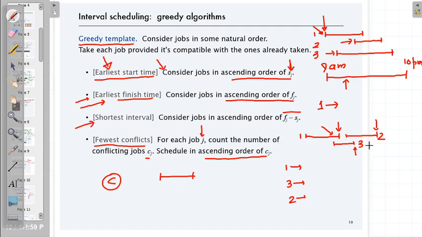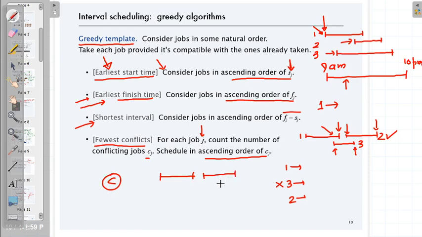And then I am selecting this guy, but this guy is overlapping with this. Its finish time is more than the start time of this guy, so we cannot schedule this. This is an incompatible job. And then if I consider 2, its start time is more than the finish time of this, so there is no compatibility issue. We can consider that job right now, and we can schedule that job.